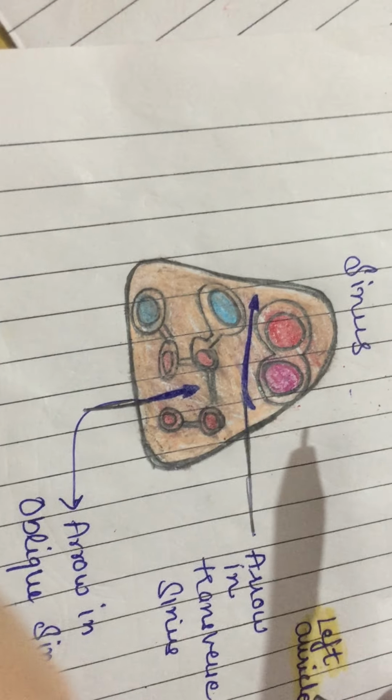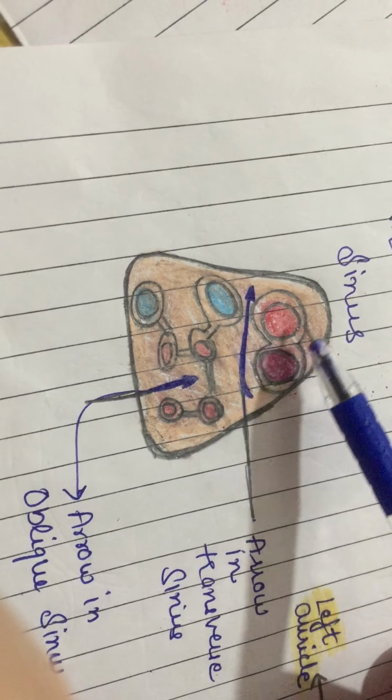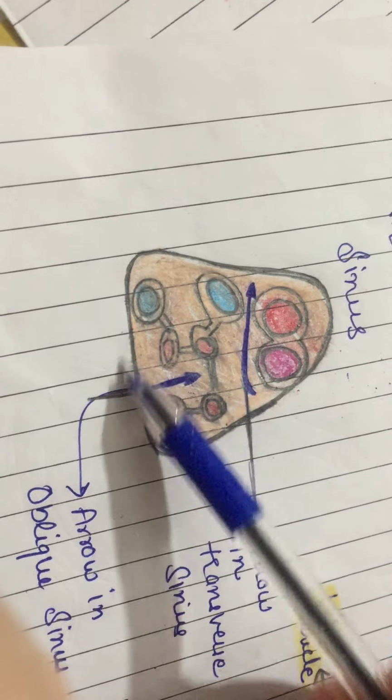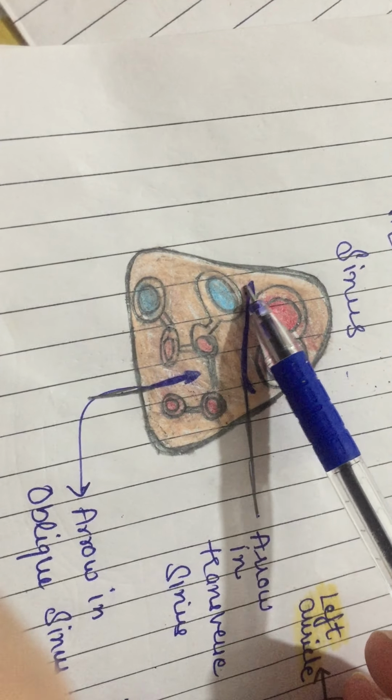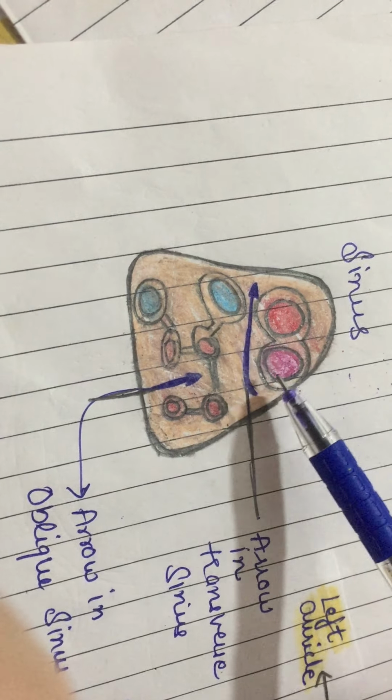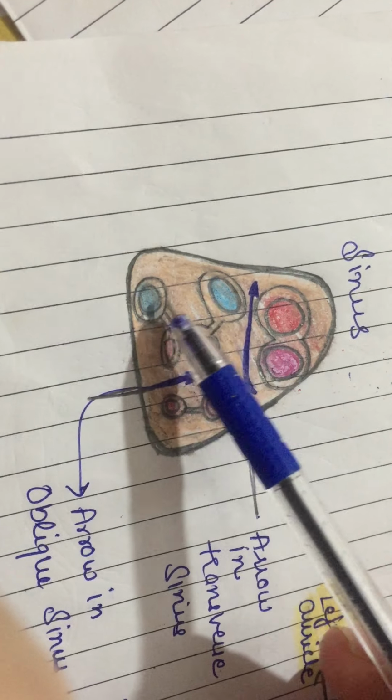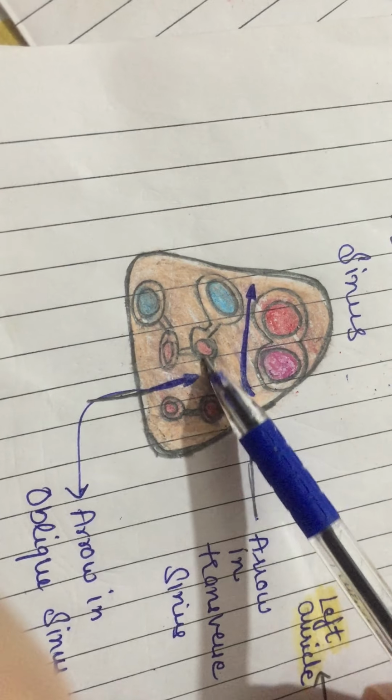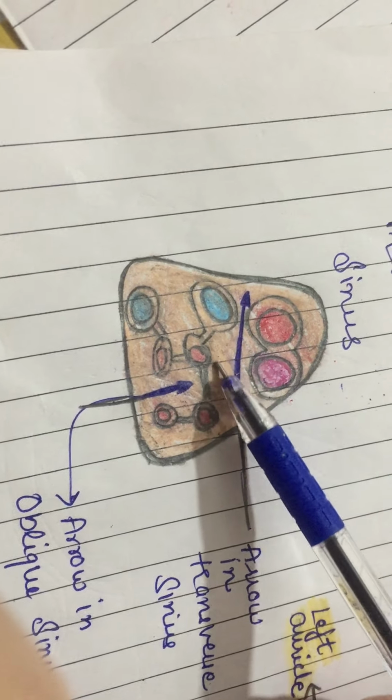So the potential space between the arterial and the venous end, this arrow, this is the transverse sinus, meaning in between the aorta and pulmonary trunk and the superior and inferior vena cava and the four pulmonary veins. This space is called the transverse sinus.